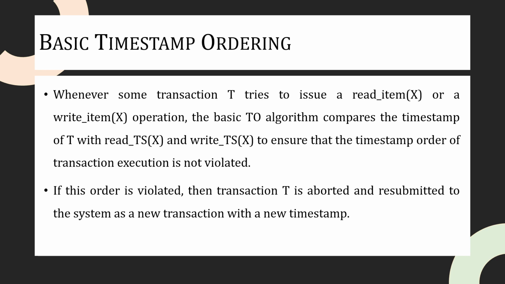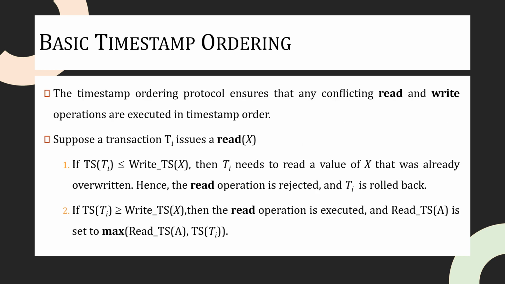So whenever the transaction tries to issue a read item or a write item operation, it compares its timestamp with the read timestamp of X and the write timestamp of X to ensure that the timestamp order of the transaction execution is not violated. That's the basic timestamp ordering. The timestamp ordering protocol ensures that any conflicting read and write operations are executed in timestamp order, and this ensures serializability.